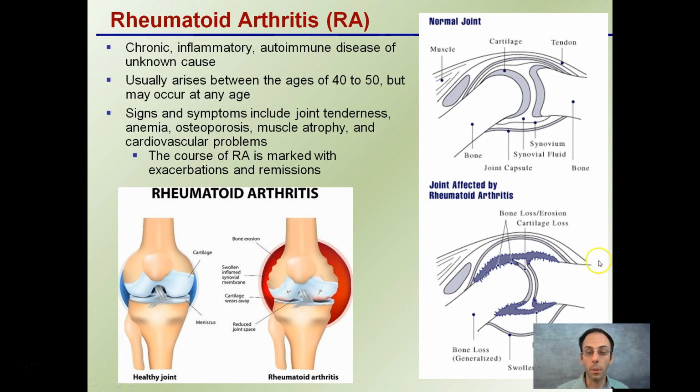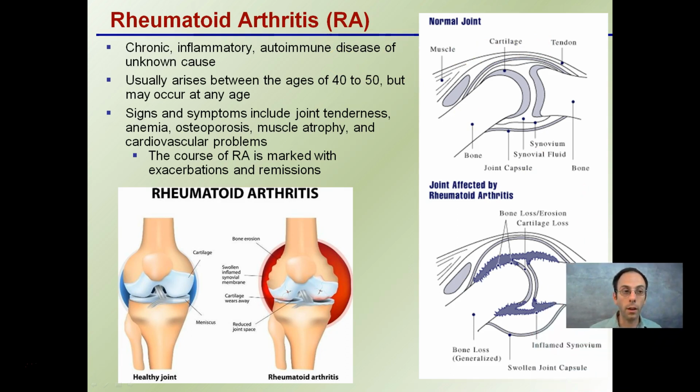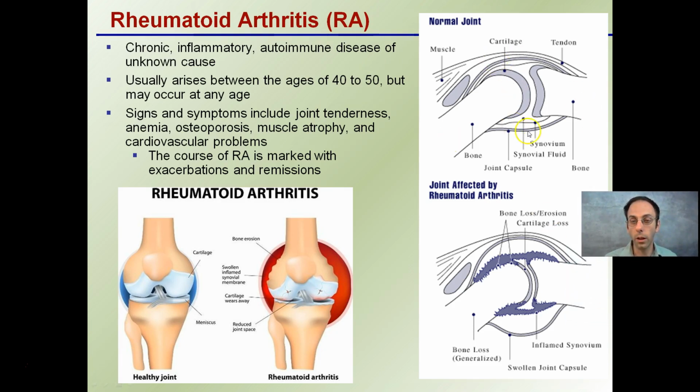Rheumatoid arthritis is the other type, and this is abbreviated RA. This is a chronic inflammatory autoimmune disease of unknown cause. Usually this occurs between the ages of 40 and 50. However, it may occur at any age. What we're seeing in this image here are a normal joint and that nice smooth appearance. And here we're seeing that joint affected by rheumatoid arthritis.